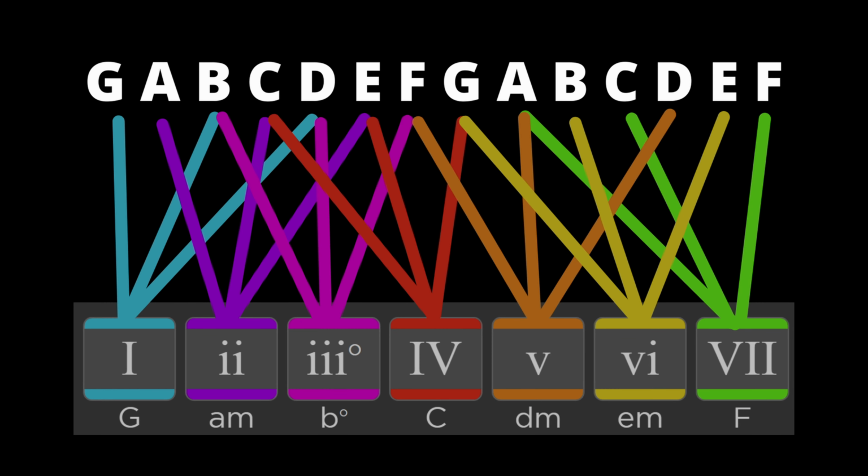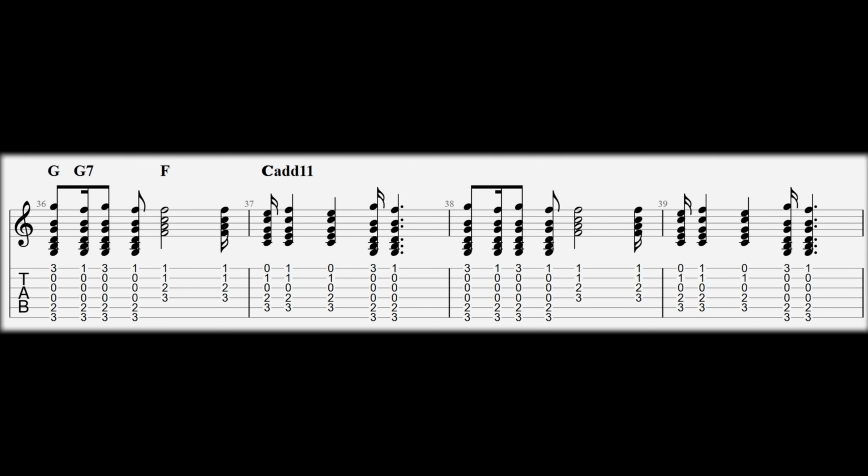For example, here are the diatonic chords in the key of G Mixolydian. A simple and popular chord progression uses the 1 chord G major, the 7 chord F major, and the 4 chord C major. Let's take these chords as the basis of our riff.